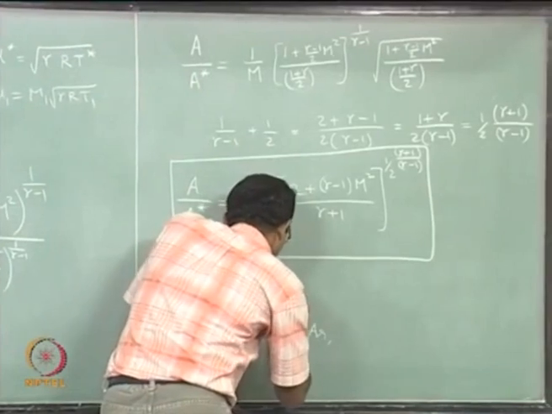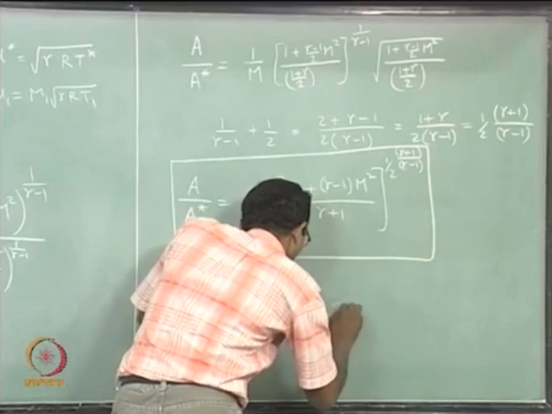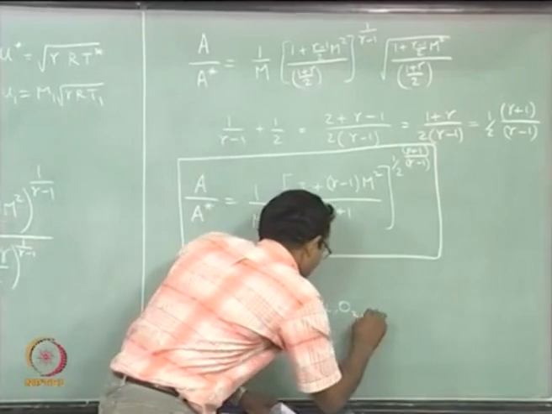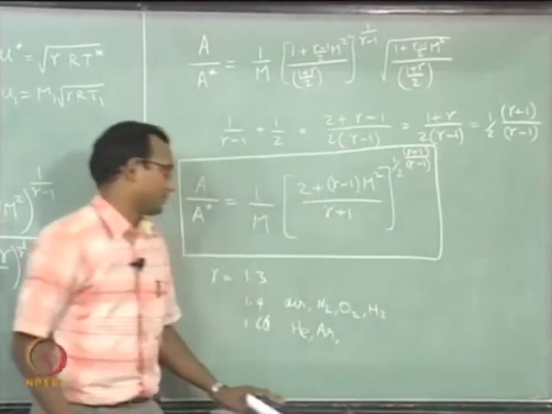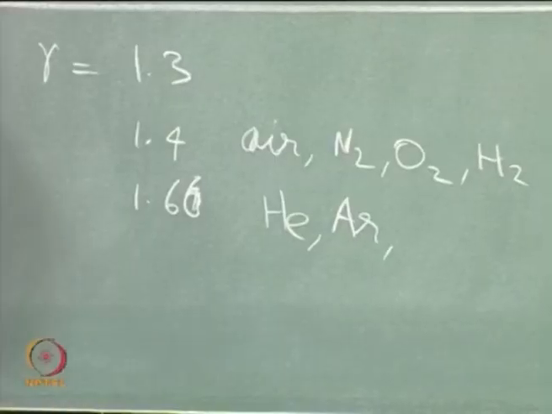they will be using gamma equal to 1.4. In simple gas dynamics, by the way, even H2 will have the same thing. They will all have this gamma equal to 1.4.